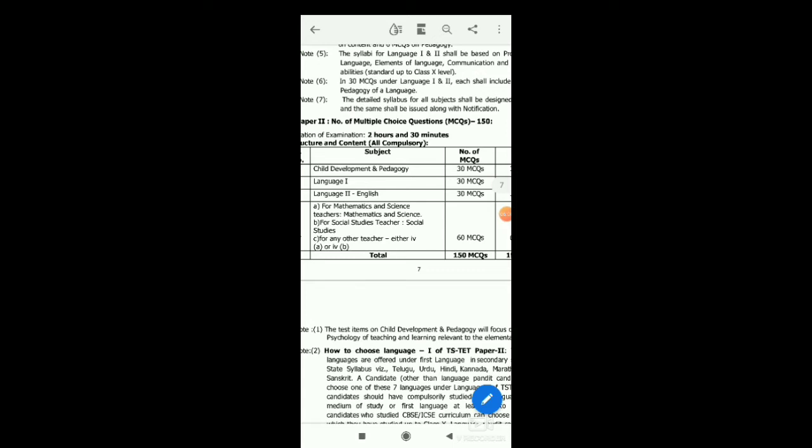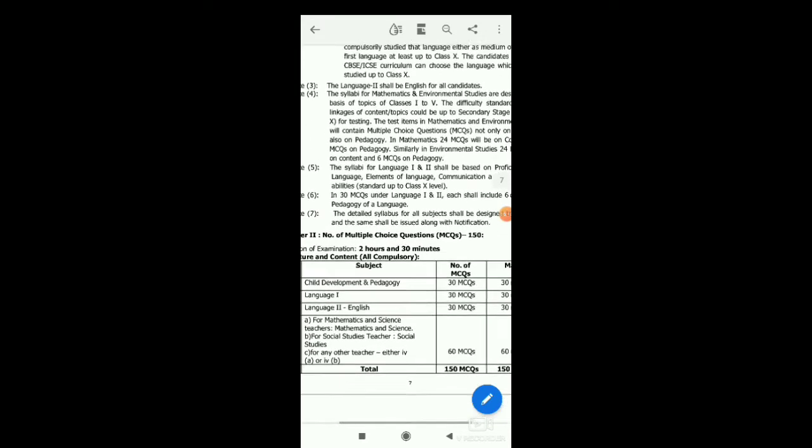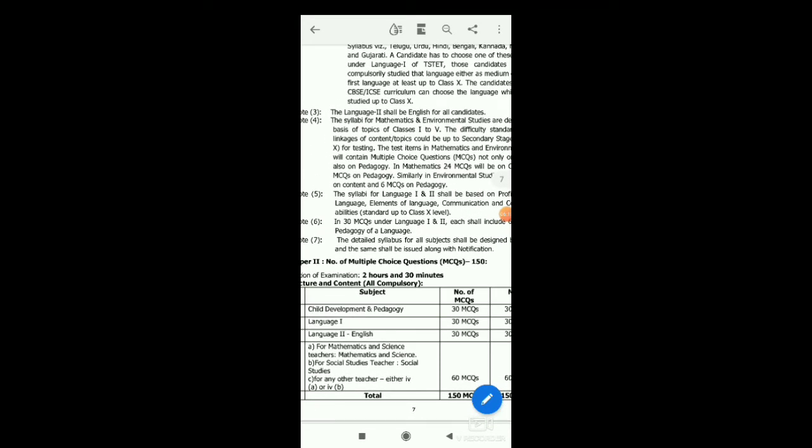So which books do you need to refer for your Paper 1? That is from first class to fifth class, we can say. The difficulty level is up to your 10th standard.